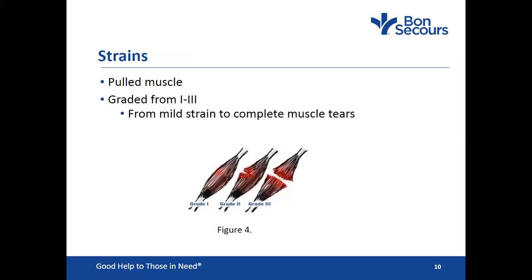You can see in the picture that the muscle is still intact in a grade 1 strain, and in a grade 2 strain, it's still intact but with more significant tears than the grade 1. And in a grade 3 strain, it has been completely ruptured or torn. When you have a more severe tear, there will typically be an obvious deformity, and the muscle may look like it's separated or balled up.